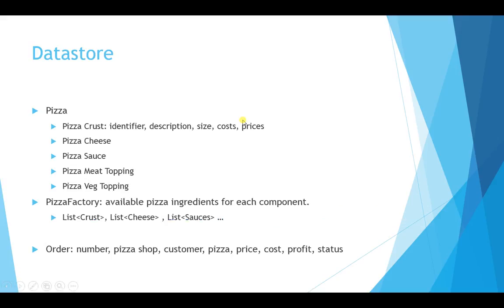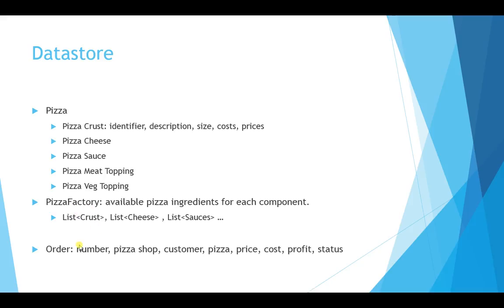The data store also holds available pizza ingredients for each shop. They have properties like identifier, a description, size, cost, and prices for different sizes. And the pizza component is stored as an embedded entity in a list as a property of the pizza factory.